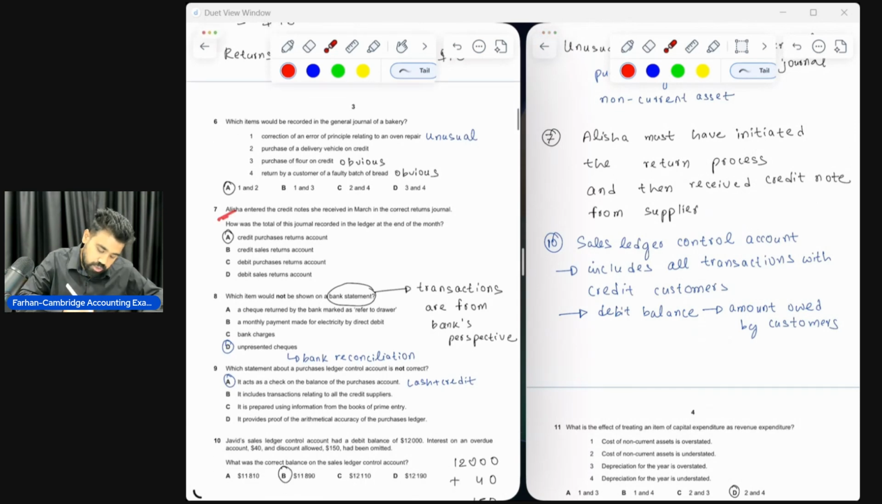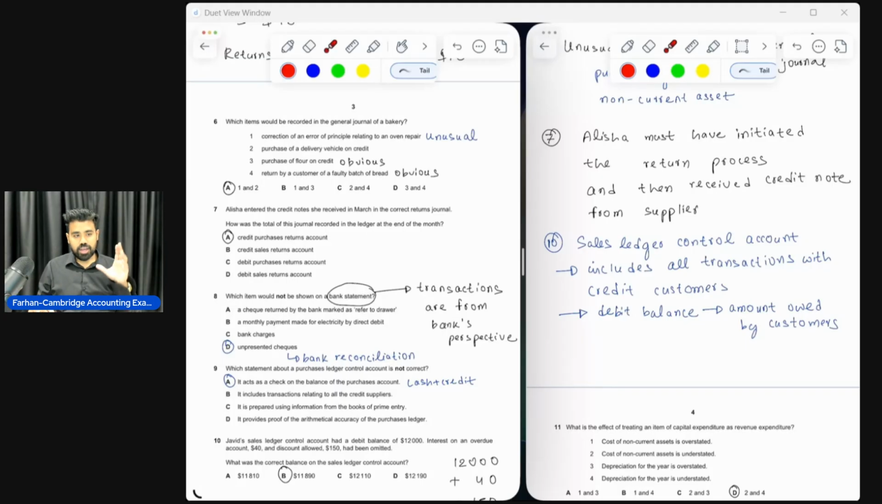Alicia entered the credit notes she received in March in the correct returns journal. How was this total of the journal recorded in the ledger at the end of the month? So if Alicia is receiving the credit notes, who is she receiving the credit notes from? And what is the purpose of receiving these credit notes?